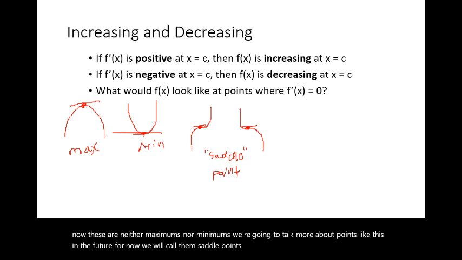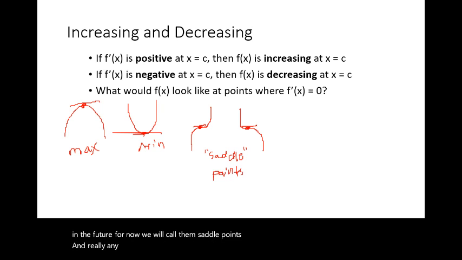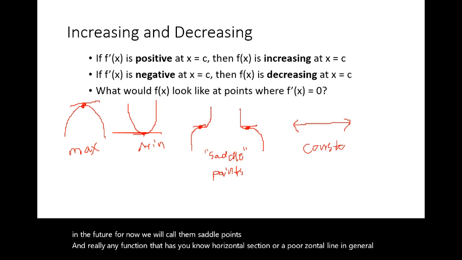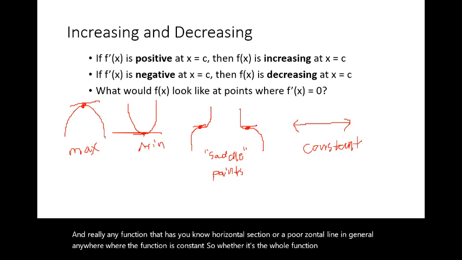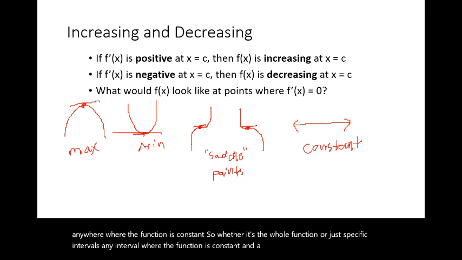And really, any function that has a horizontal section or a horizontal line in general, anywhere where the function is constant, whether it's the whole function or just specific intervals, any interval where the function is constant and a horizontal line will have a derivative that is equal to 0.